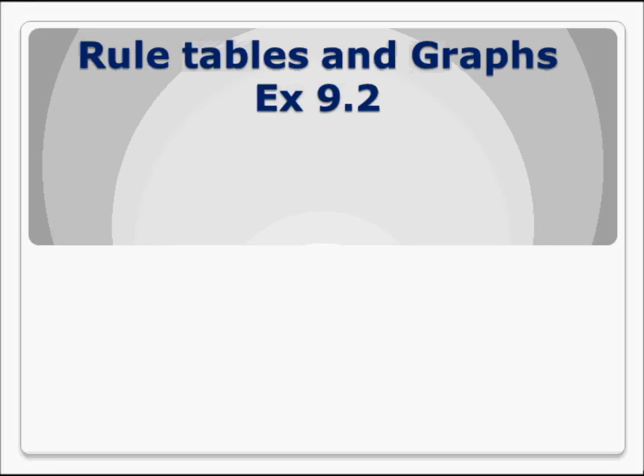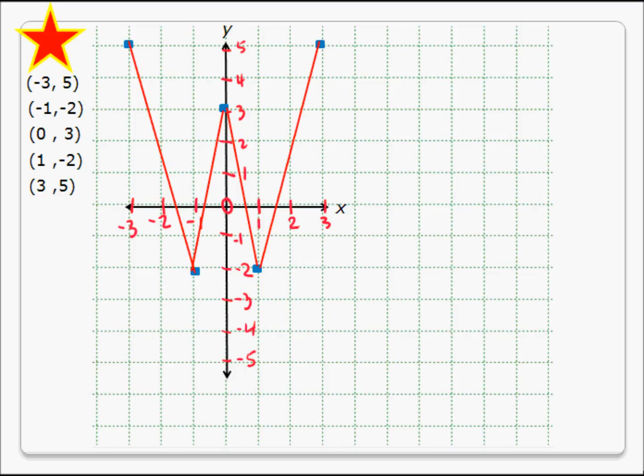This is the second video in the topic on straight line graphs. In this video we're learning to look at rules, tables and graphs and how they are related to each other. You may recall from our last video that we plotted some points, and when we connected the lines they formed the letter W.